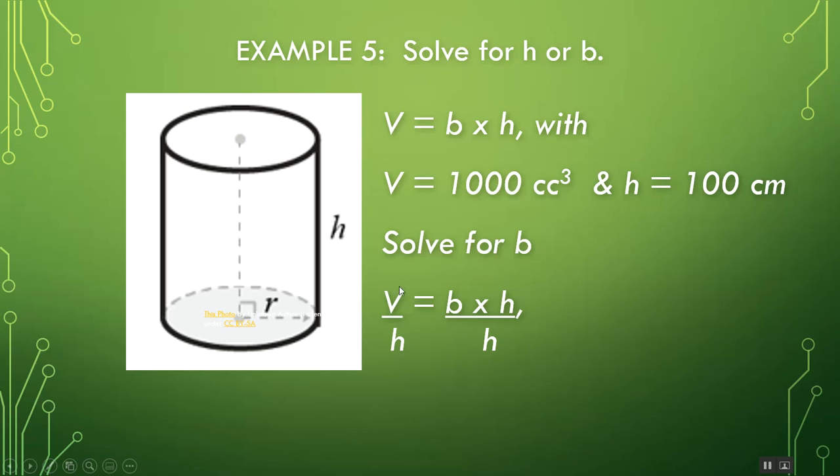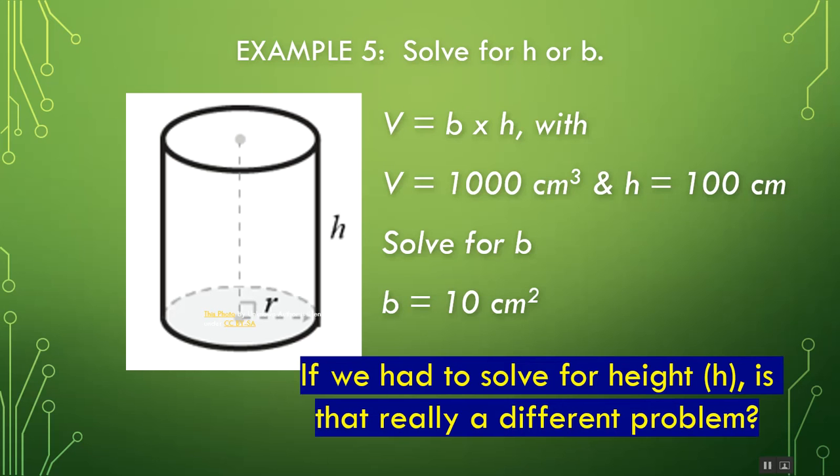And on this other side, volume divided by height is what we're going to be left with. Just do that. It's 1,000 cubic centimeters divided by 100 centimeters. Okay, 1,000 divided by 100 is 10. And cubic centimeters, centimeters cubed divided by centimeters to the first power, that's just centimeters squared. That's what we expect. So our base is 10 centimeters squared. Okay. If we had to solve for height, is that really a different problem? I mean, we would have divided both sides by base, and we would end up with volume divided by base.